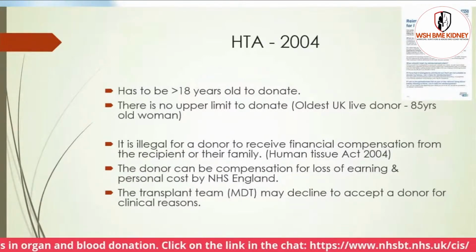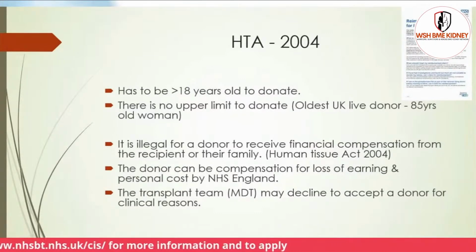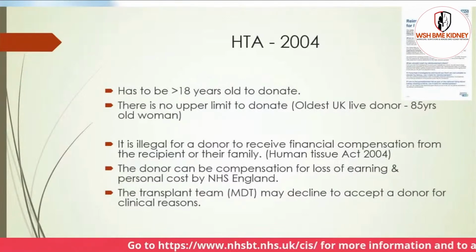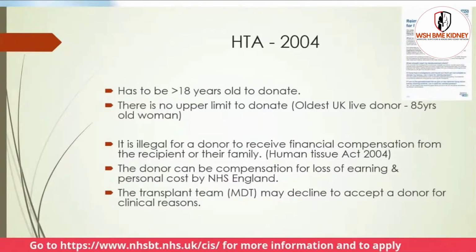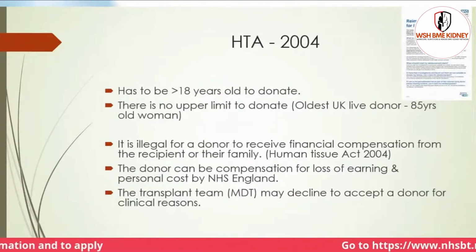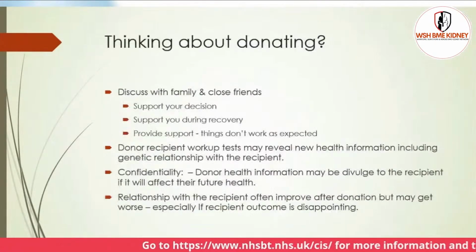There's no upper age limit. In fact, an 85-year-old woman has donated her kidney and she was fine. But it's important to know that it's illegal for any donor to receive financial compensation from the recipient or their family. The donor can be compensated for loss of earnings and personal costs by NHS England. The transplant team may decline to accept a donor for clinical reasons.